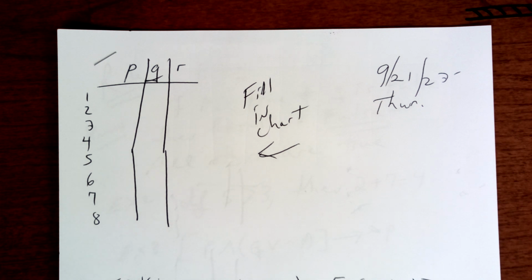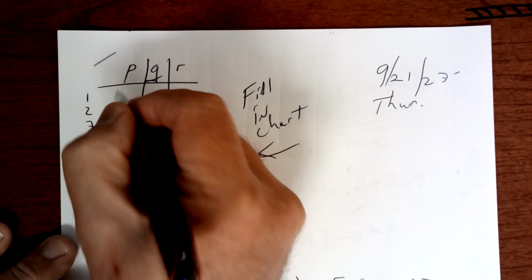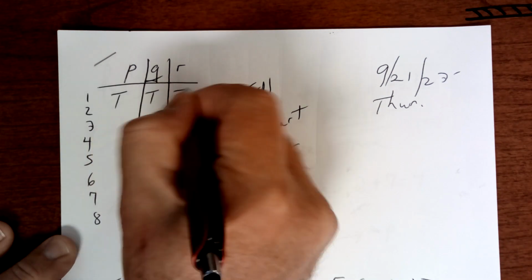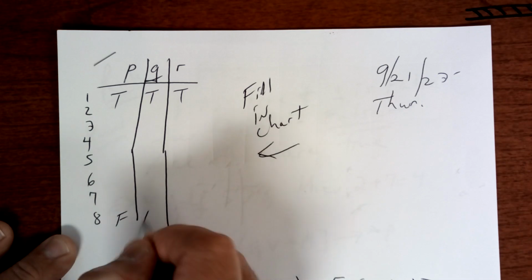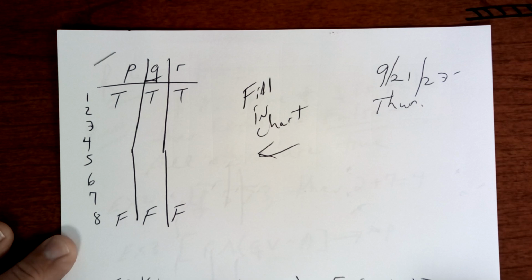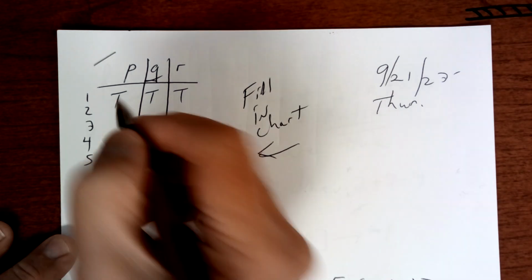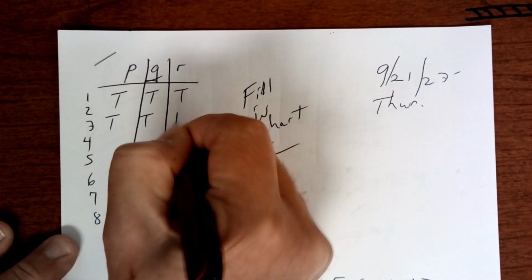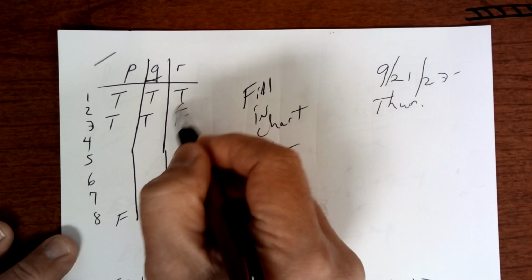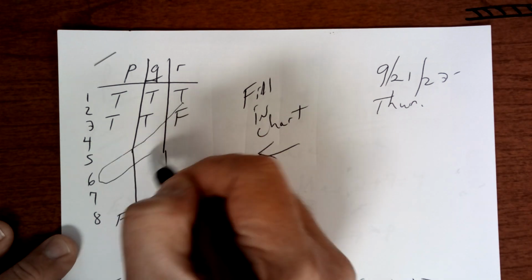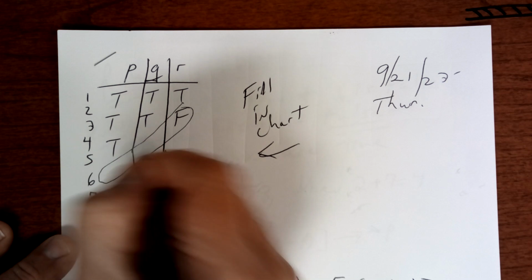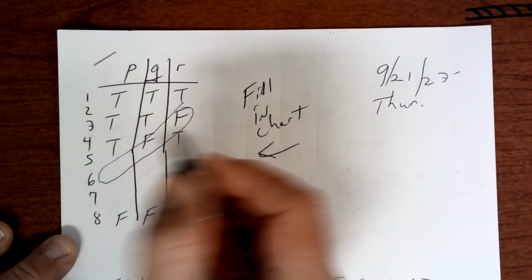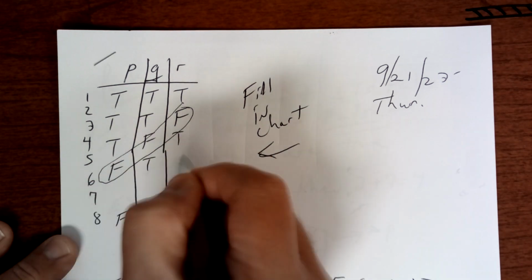Well, we know that all of these first ones will be true and all of these last ones will be false. Now, the way I do it is I say true, true, false, and then I'm going to move this false in those positions. So now I'm going to say true, false, true, false, true, true.